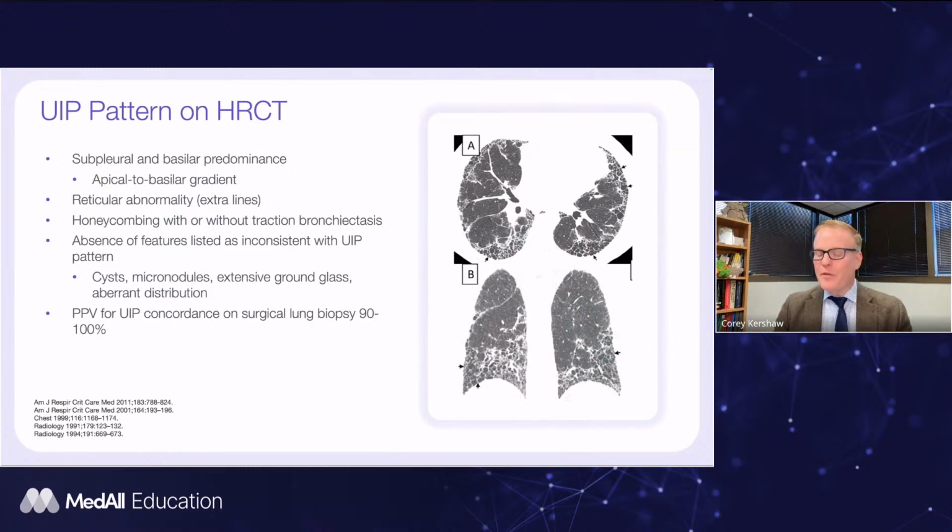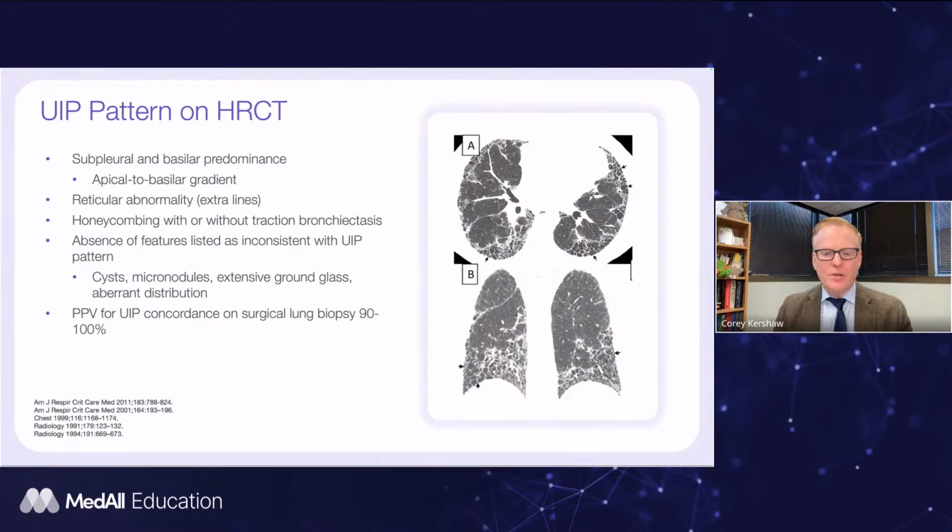A requirement for a definite UIP pattern is that you should have honeycombing type fibrosis with or without traction bronchiectasis. What does that mean? Well, the honeycombing fibrosis is just what it sounds like. It's fibrosis that looks like the honeycomb you would see in a beehive, and you can see some of those areas both in panel A and panel B. Traction bronchiectasis refers to areas where the airways are more dilated than they should be, but it's not because of intrinsic airway disease. It is due to microscopic fibrosis around the airways.